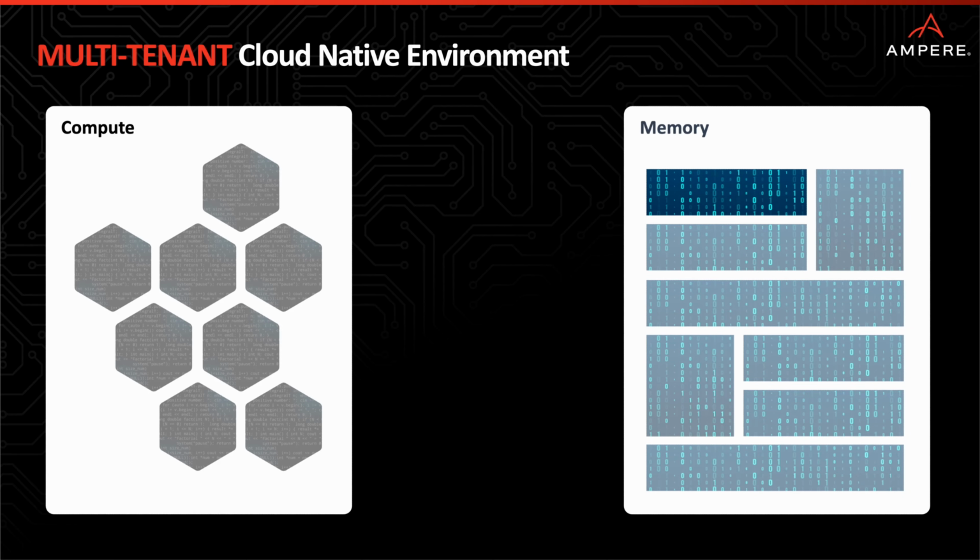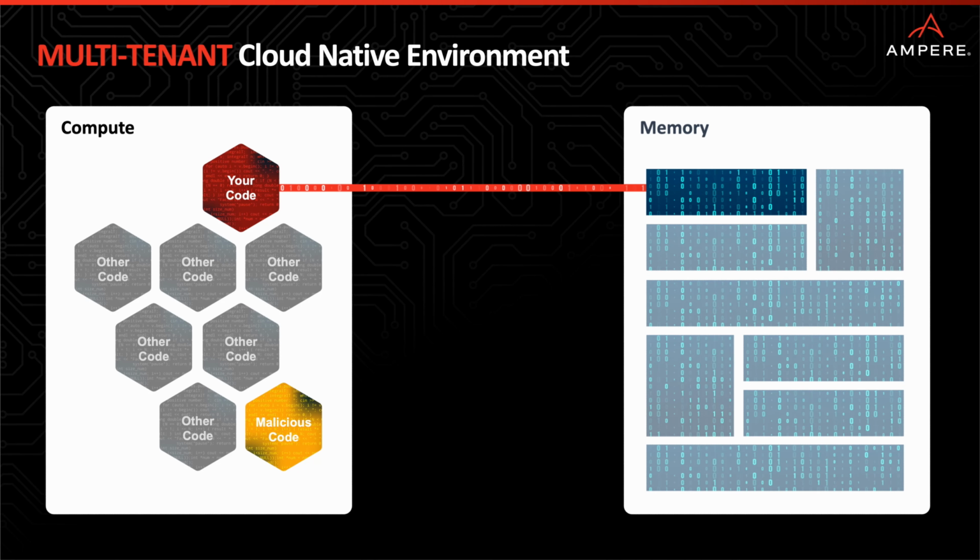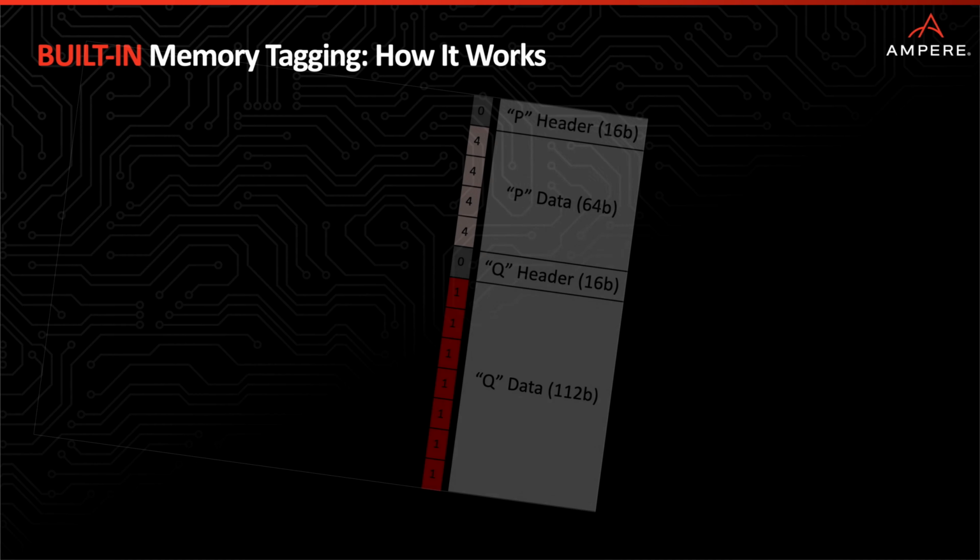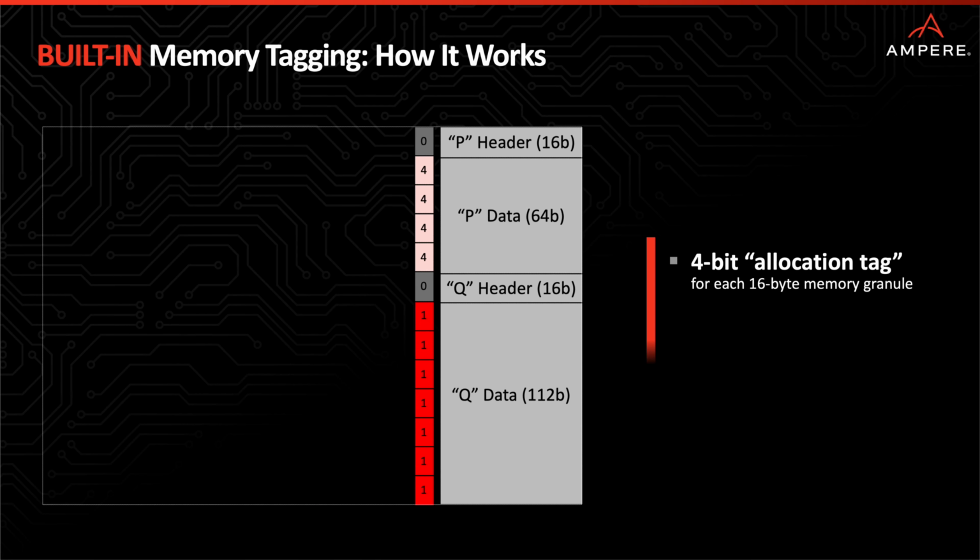Multi-tenant containerized environments are the backbone of cloud-native applications, but multi-tenancy can expose the applications to safety vulnerabilities. Memory tagging offers a strong layer of protection, providing robustness and security, so let's explore how it works and why it matters.